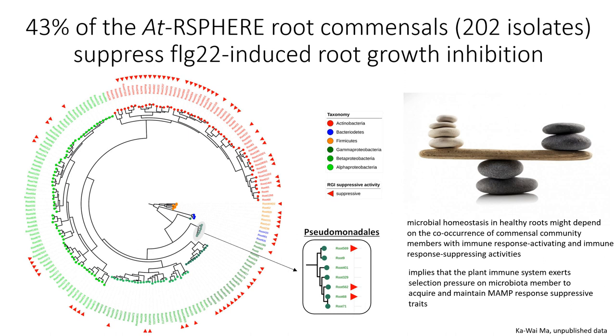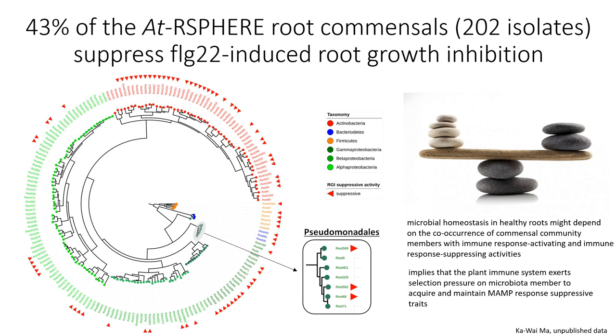And if we try to pull this together, I think one interpretation of these results is that microbial homeostasis in healthy asymptomatic roots or healthy asymptomatic plants might depend on the co-occurrence of commensal community members with immune response activating, and we've shown this by separate MAMP response marker lines, and immune response suppressive activity. So I think that system contributes at least to establish microbial homeostasis despite the existence of a very elaborate innate immune system.